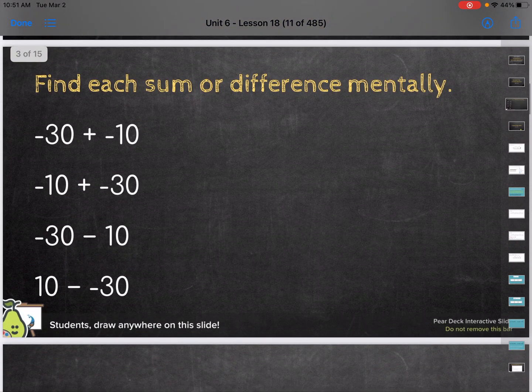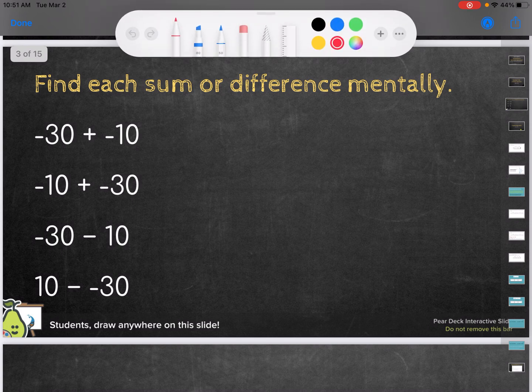So find the sum or difference mentally. So I have negative 30 plus a negative 10. The signs are the same, so I add and I get negative 40. Okay, negative 10 plus negative 30. I add and I get negative 40.